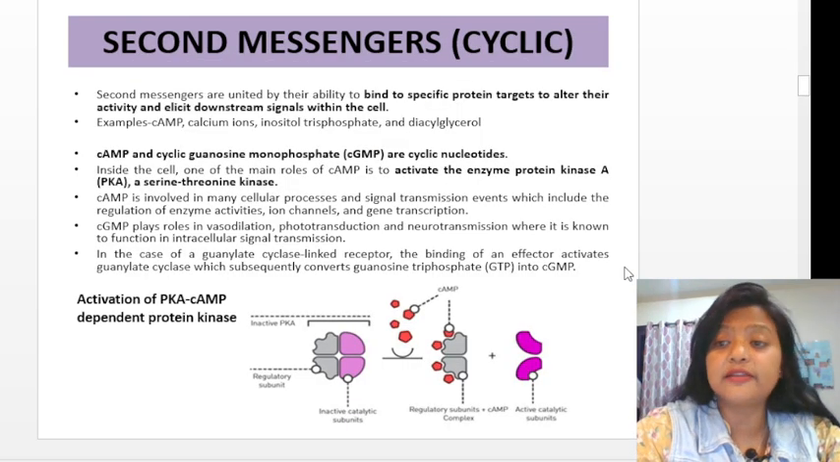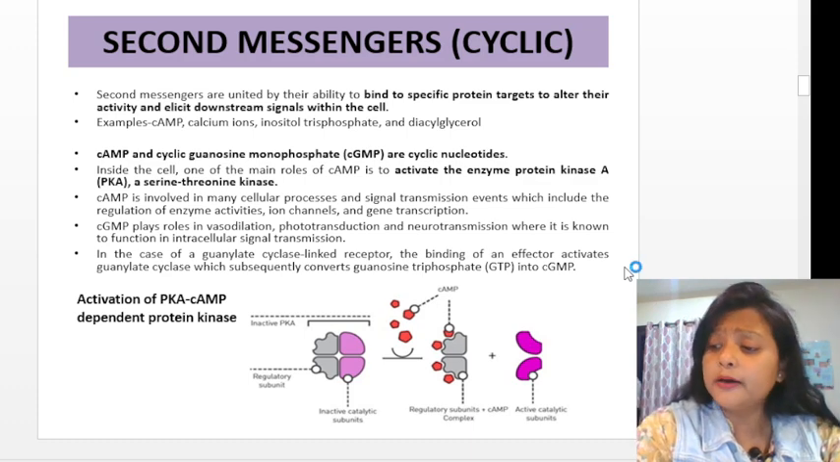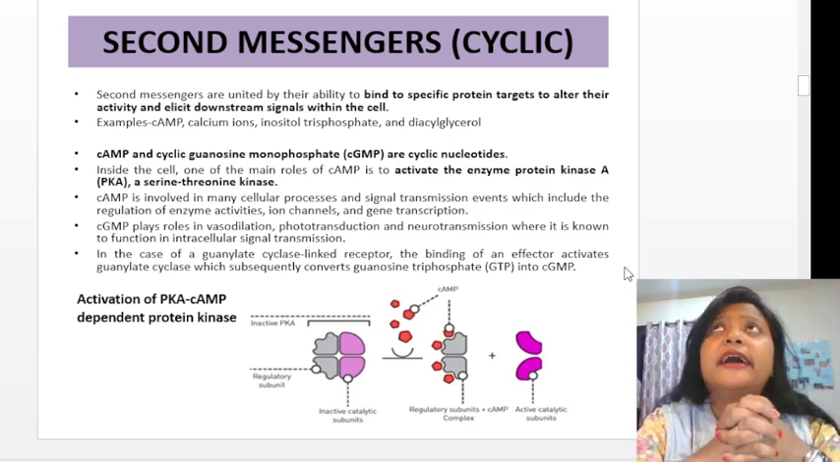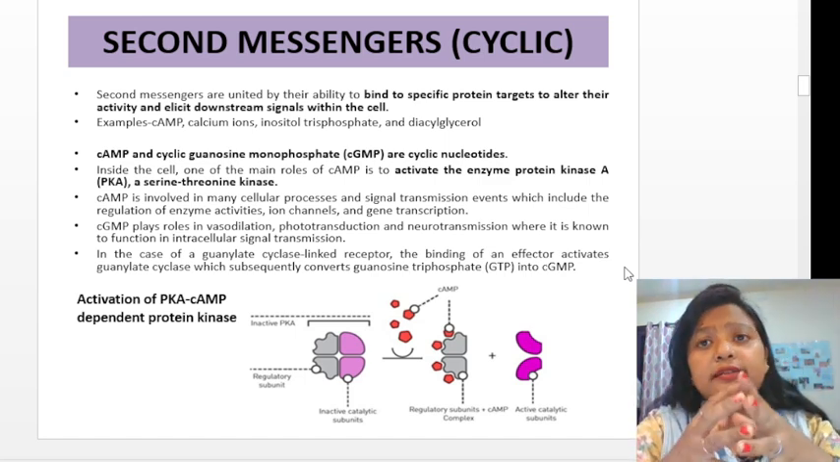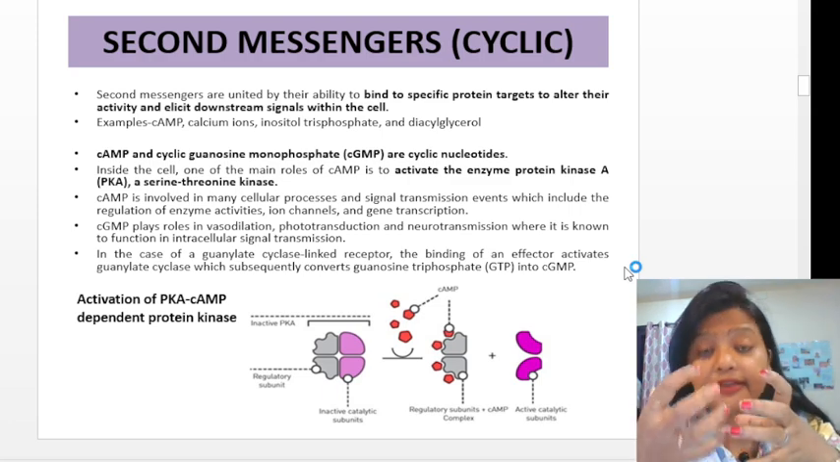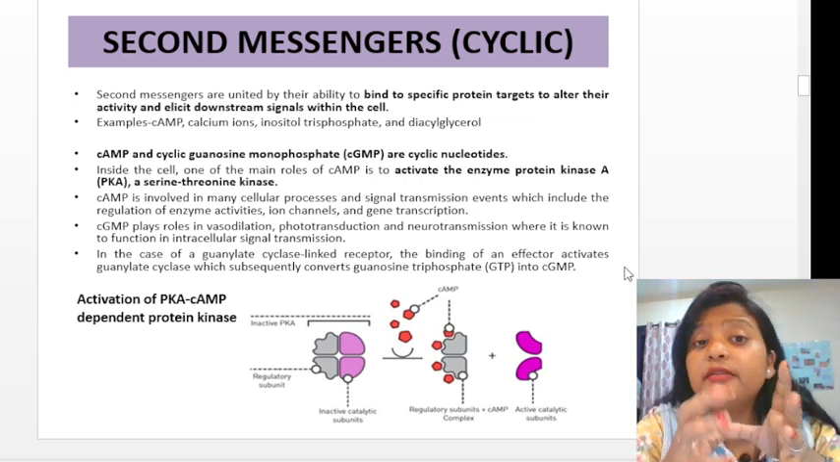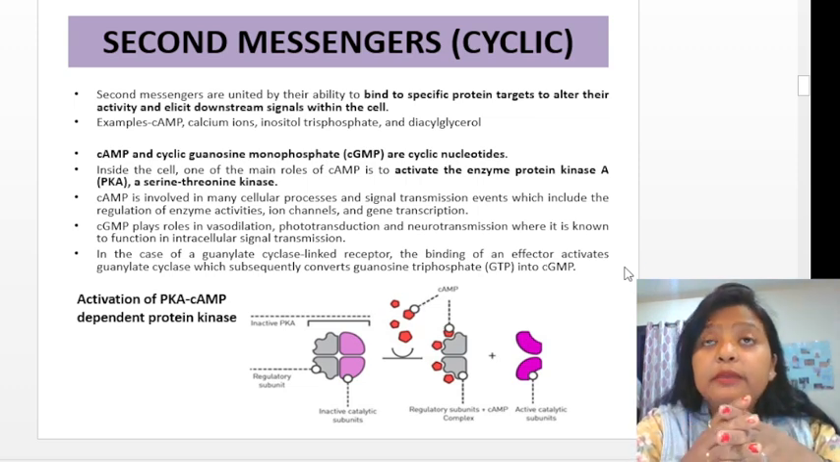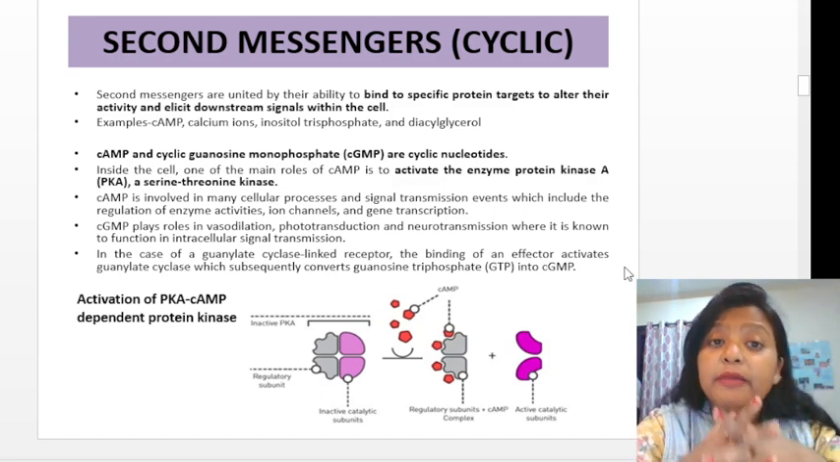Then we'll talk about the second messengers. In the transduction pathway, after the signal is taken in by the cell, there will be some messengers inside. There will be some receptors which will bind to them and activate the messengers.